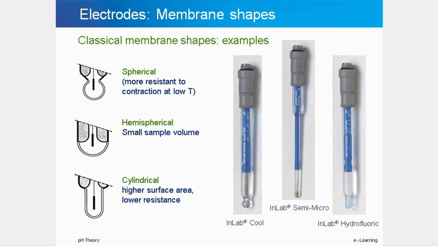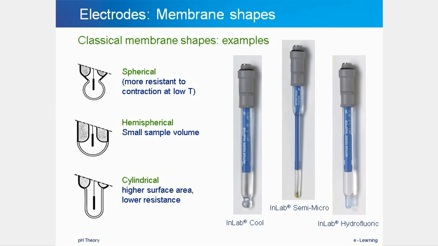The hemispherical membrane pictured next to it is ideal for small sample volumes, as the whole membrane is in the lower part of the electrode and can be immersed in relatively small sample volumes. On the photograph, the InLab 422 electrode, which is a semi-microelectrode, is shown.